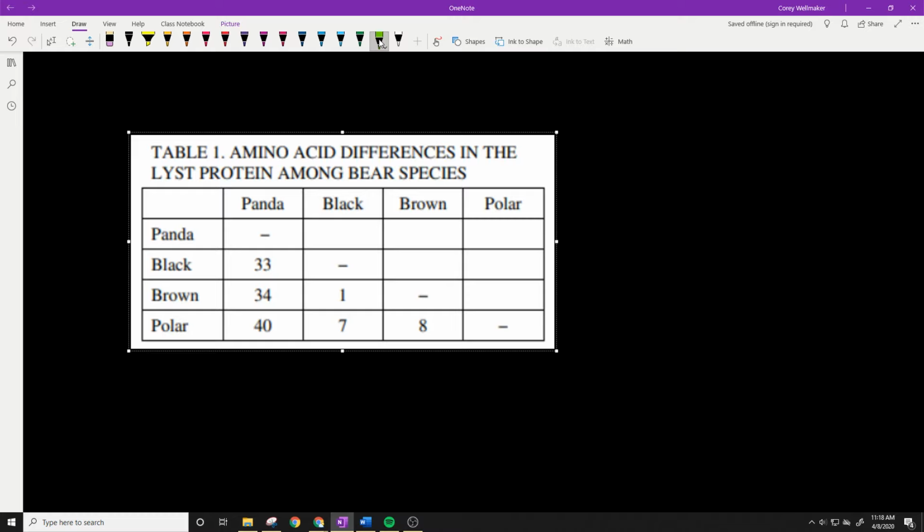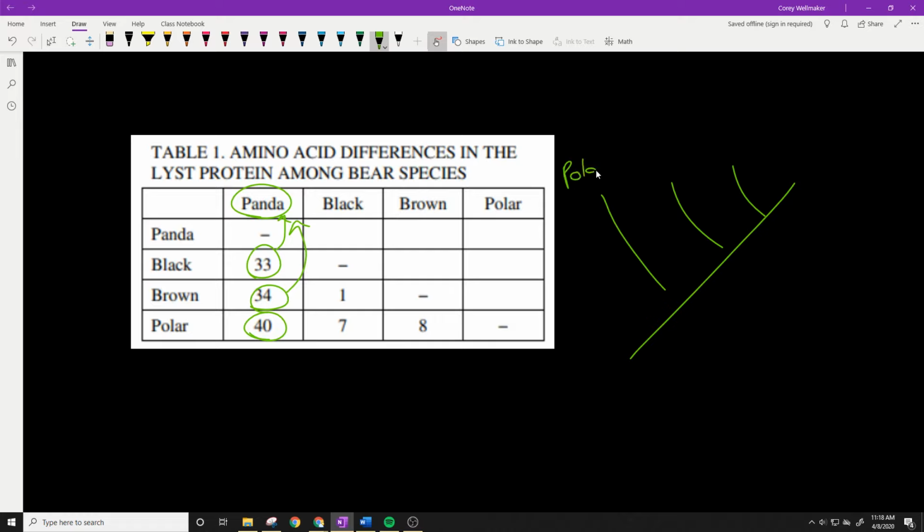Okay, so amino acid sequence differences among these lineages. The polar bear has 40 differences when you compare it to the panda. The brown bear has 34 differences compared to the panda, and the black bear has 33 differences compared to the panda. So if we're going to put our polar bear all the way out here, I think this is what your template cladogram looked like.